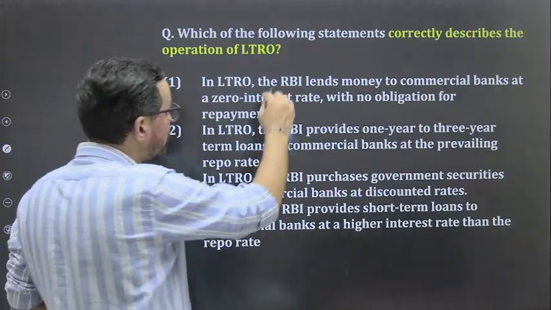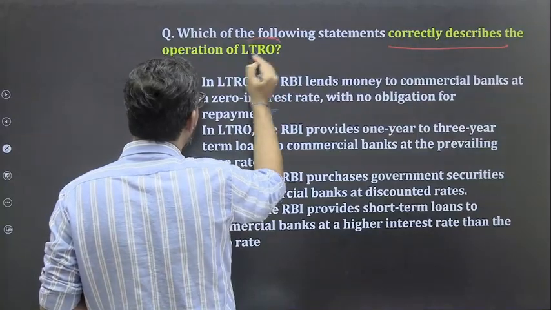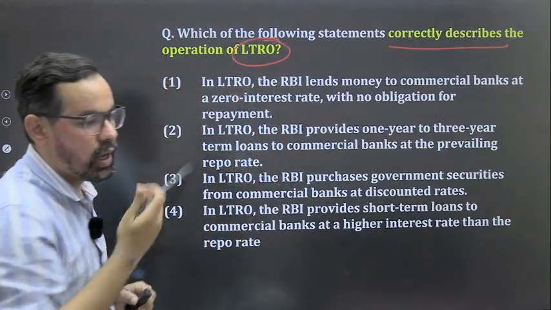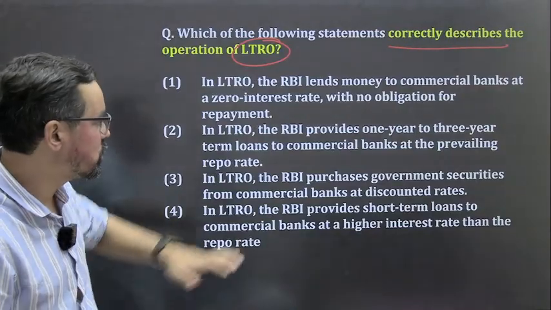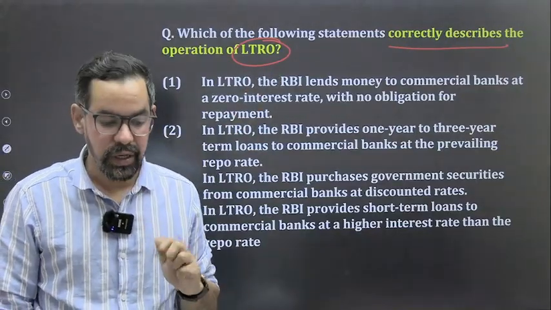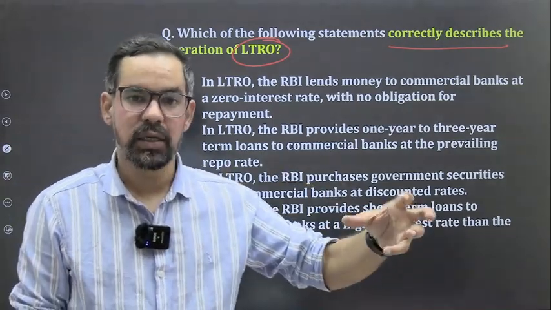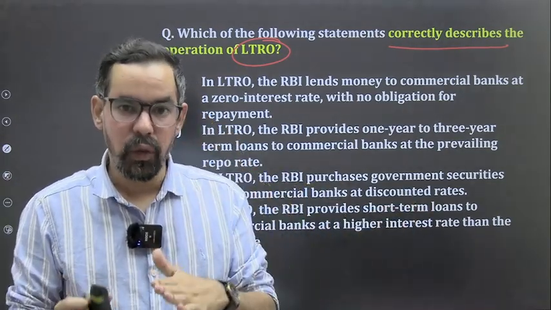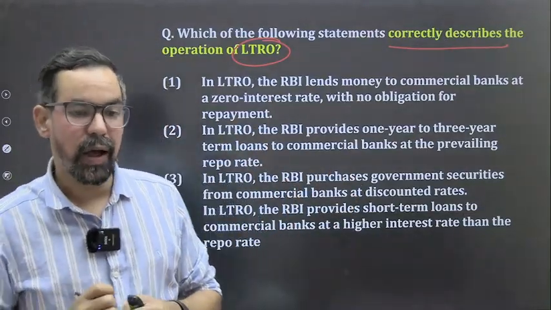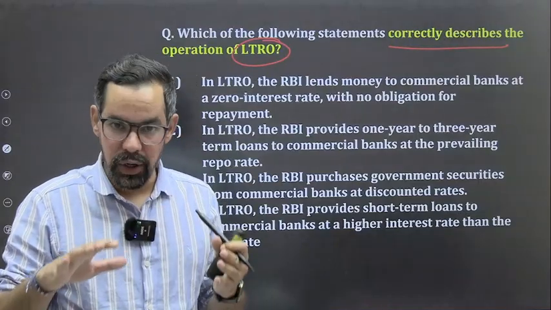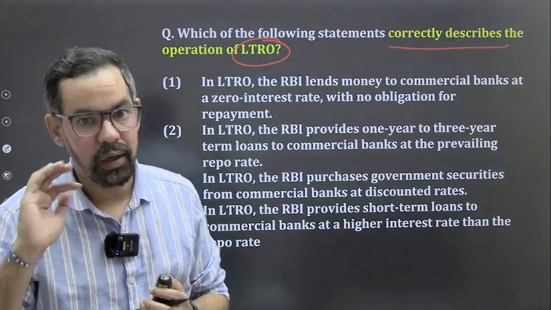Next one. Which of the following statements correctly describes the operation of TLTRO or LTRO? ठीक है, long term repo operation or targeted long term repo operation. So this was introduced during the COVID period. So generally RBI provides loans to commercial banks at repo rate for long term. Long term means 1 year to 3 years. ठीक है, तो कहीं ना कहीं अगर बैंकों को लंबे समय के लिए लोन मिलेगा at a lower rate of interest, so their MCLR will come down and they'll provide loans to customers at a lower rate of interest.